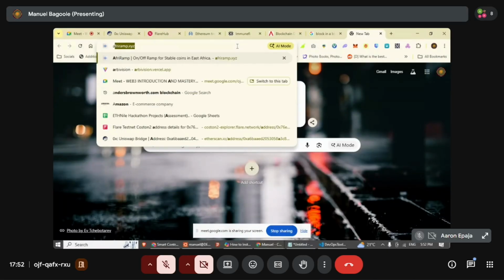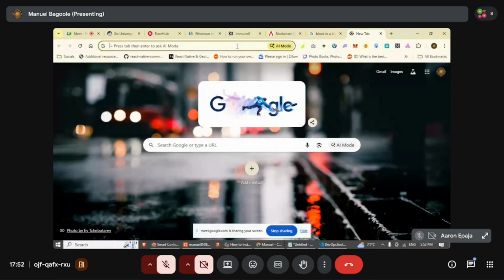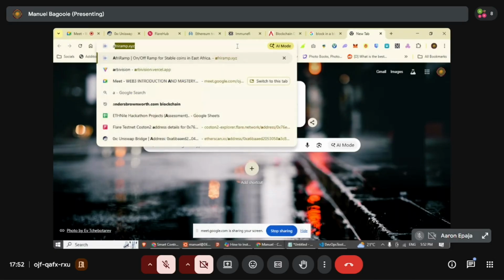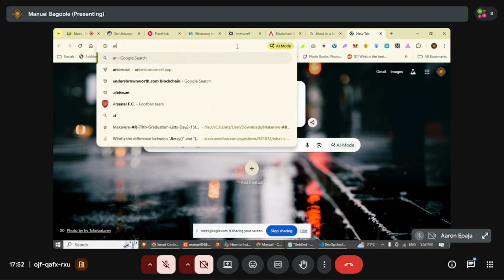I'm forgetting the tool I used yesterday for writing. If someone remembers it, you could let me know.